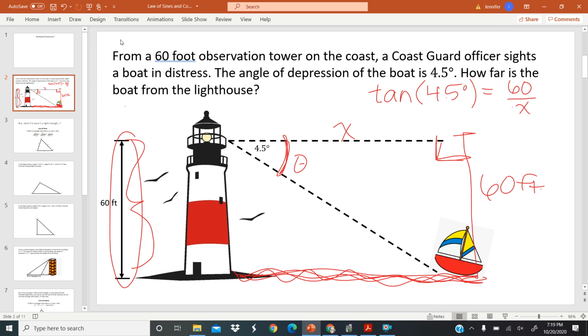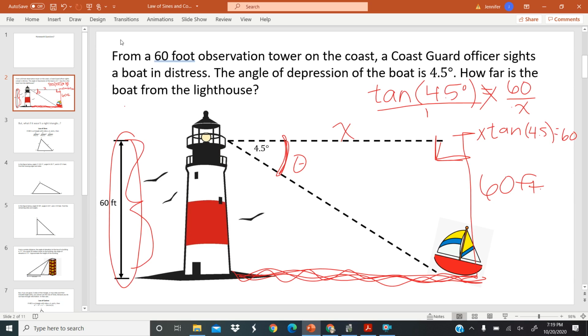And so then we would start trying to solve this out for x. So since x is in the denominator, I'm going to go ahead and put the tan of 4.5 degrees over 1 so that we can cross multiply. And so then we would have x times the tan of 4.5 is going to equal 60. And then to solve for x, we just need to divide by the tan of 4.5 on both sides.